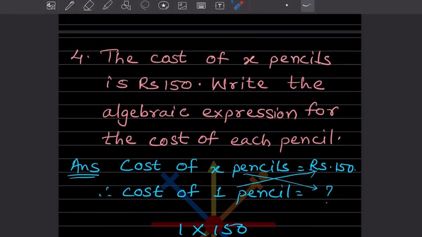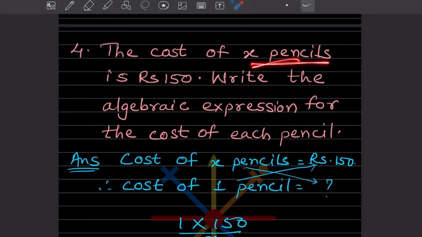Now let us go to the next problem. The cost of X pencils is 150 rupees. Write the algebraic expression for the cost of each pencil. Each means one pencil. Now what are we going to do? We will see the sentence first. What does it say? The cost of X pencils is 150 rupees. They ask for the cost of each pencil. Each means one. So below these pencils, you are going to write one pencil. Now for this one pencil, we don't know the cost.